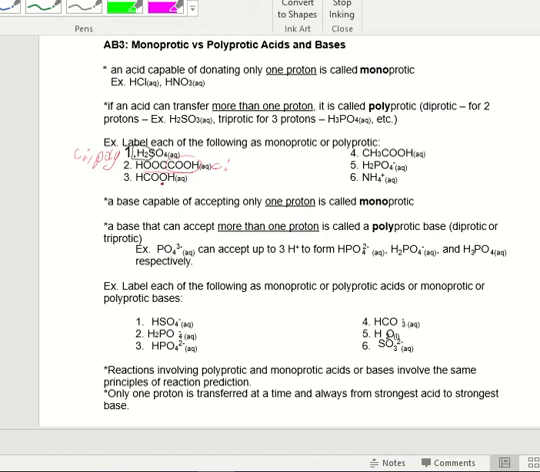What about HCOOH? That's a good one. When I check page 8 and 9, only this H comes off. This other one doesn't show up. HCOO 1 minus does not show up in the acid column. So it's not an acid after that. It's only monoprotic.